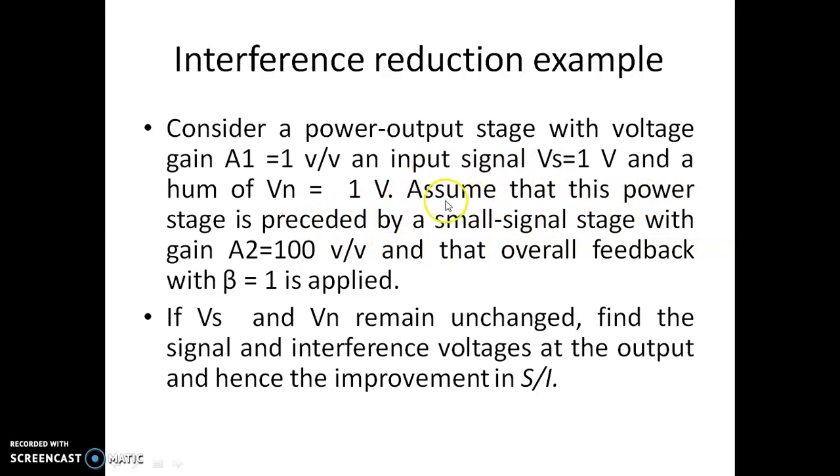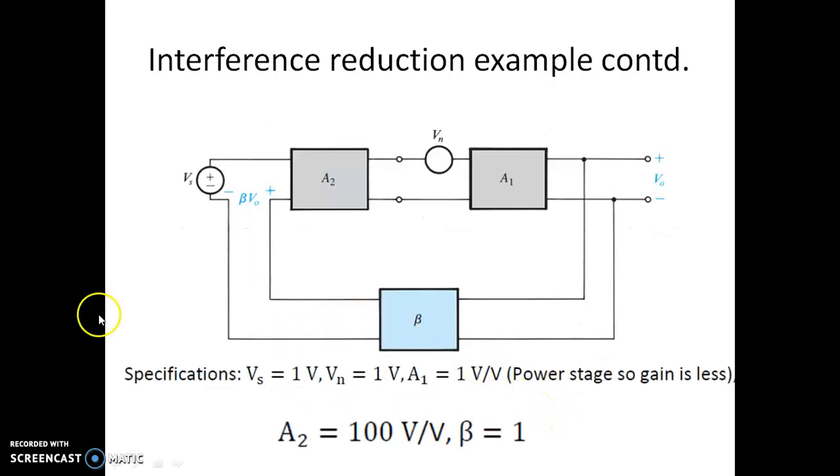Prior to this power amplifier there is a small signal amplifier with a gain of 100, and a feedback is given with beta equal to 1. If the values of signal and noise are unchanged, we look at what the improvement in signal to noise ratio, or signal to interference ratio, is. So this is the block diagram representation of that statement.